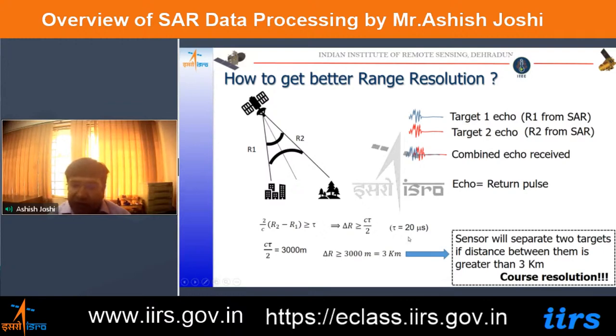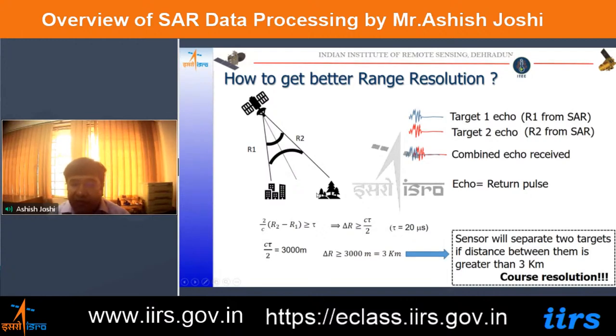Now if we take tau as 20 microseconds, so with a pulse width of 20 microseconds, delta R should be greater than 3000 meters, or we can say delta R should be greater than 3 kilometers. Means if the distance between these two targets is greater than 3 kilometers, only then will this radar differentiate these two targets as separate targets. So this is a very coarse resolution.